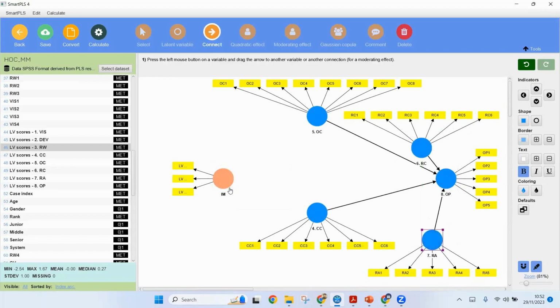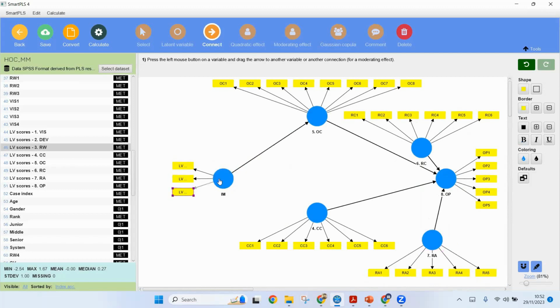Now what we are going to do is I'm going to connect it. Now here is an important point to understand. See, this is reflective. The arrows are pointing towards the rectangle, the items. So this is reflective. So how will you validate a higher order reflective? You will do the same three things. No difference whatsoever. You will again see its loadings. You will again see its reliability. You will again see its validity.